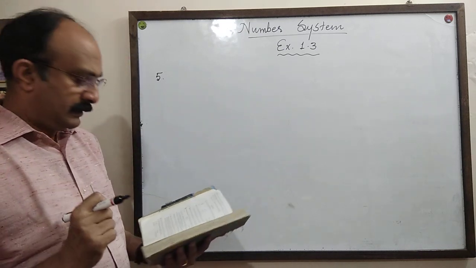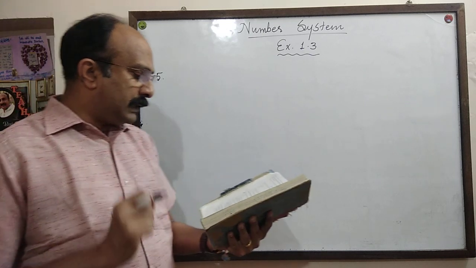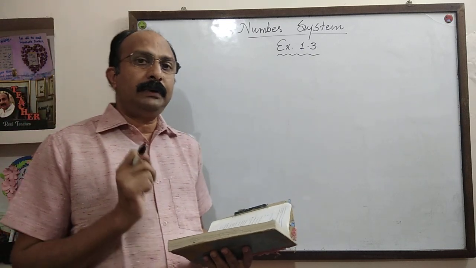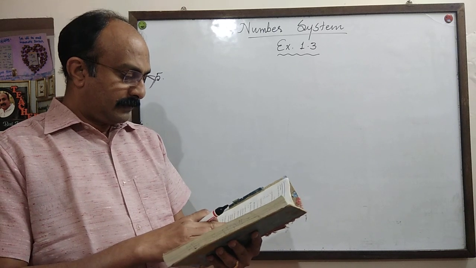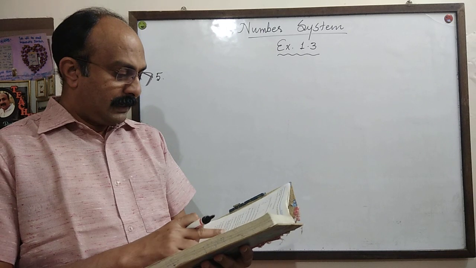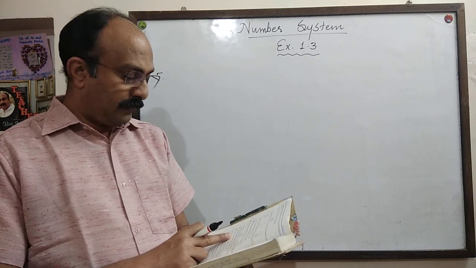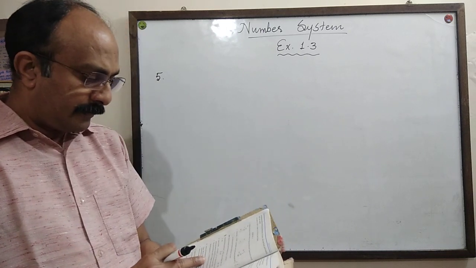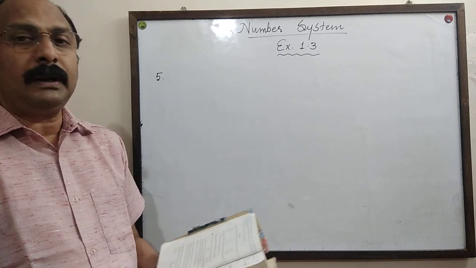Question number 5 is, what can be the maximum number of digits in the repeating block of digits in the decimal expansion of 1 upon 70? Perform the division to check your answer.